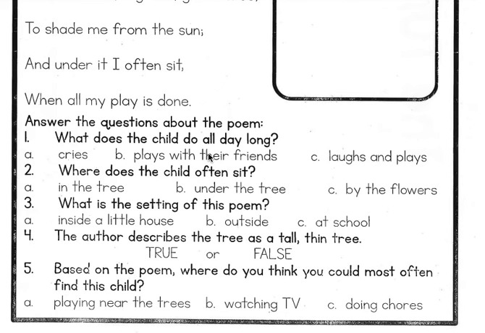Number 5, based on the poem, where do you think you could most often find this child? A, playing near the trees. B, watching TV. Or C, doing chores. So it does mention that they sit and play under the tree. So A would be a good answer, but we need to check out our other answers to make sure there's not a better one.